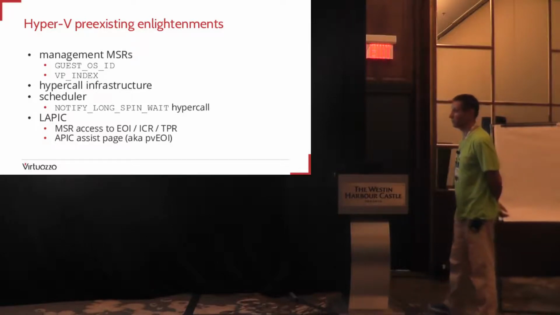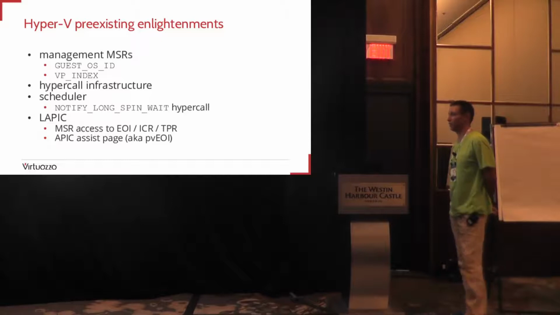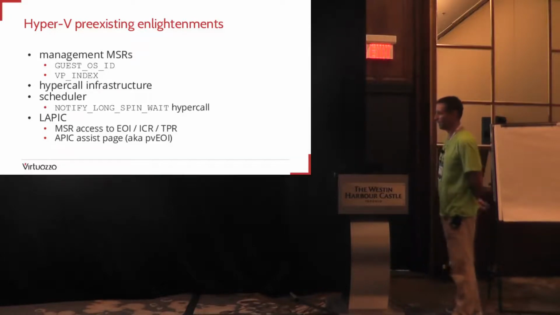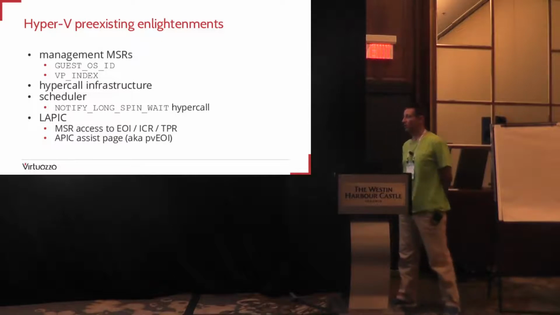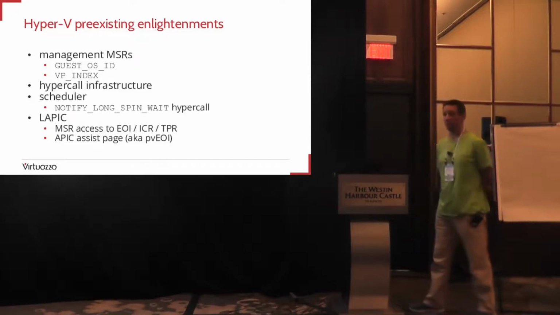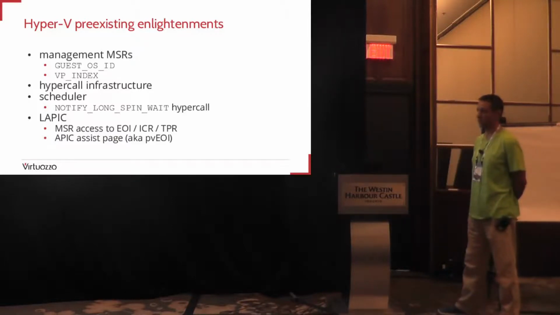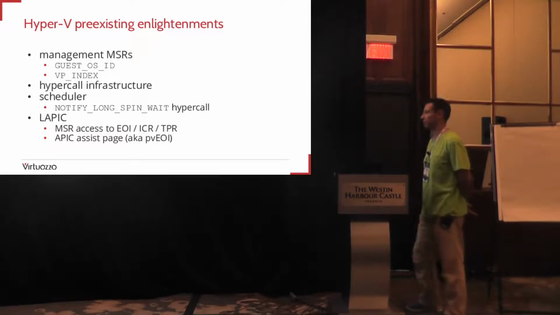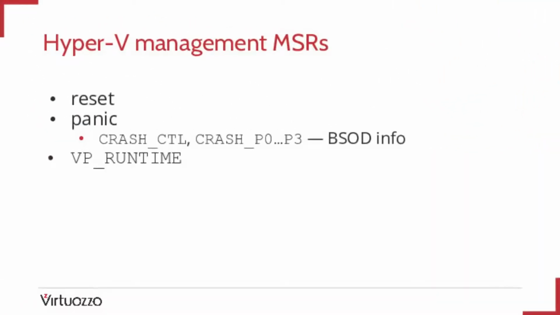Then a few enlightenments to the local APIC, which were MSR access to the most frequently used APIC registers: end of interrupt, interrupt command register, and TPR, task priority register, which are the most frequently accessed ones. And another one is the APIC assist page. This is the same technology as paravirtualized end of interrupt, which is implemented in KVM for Linux guests. Some call it lazy EOI, and this has already been done before we started to work on that. So we added a few more.